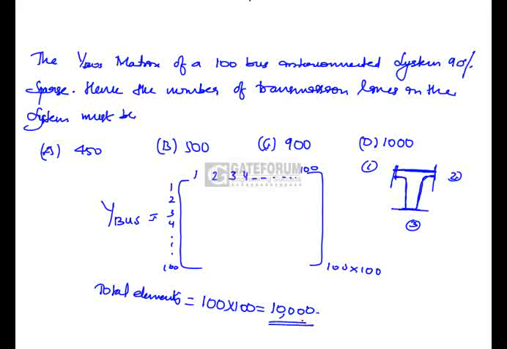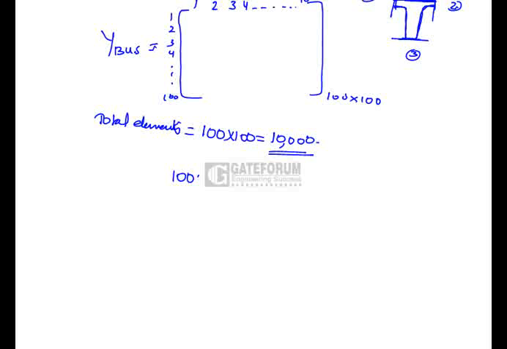Okay, out of these 10,000 elements, 90% is sparse. That means only the remaining 10% has non-zero elements. What do you mean by sparse? The entry is 0. Most of the elements in this 100 by 100 matrix are zeros. Only 10% has non-zero elements. So 10,000 into 10 by 100 is equal to 1000. Out of these 10,000 elements, these 1000 are non-sparse elements, that means we have non-zero entry elements.